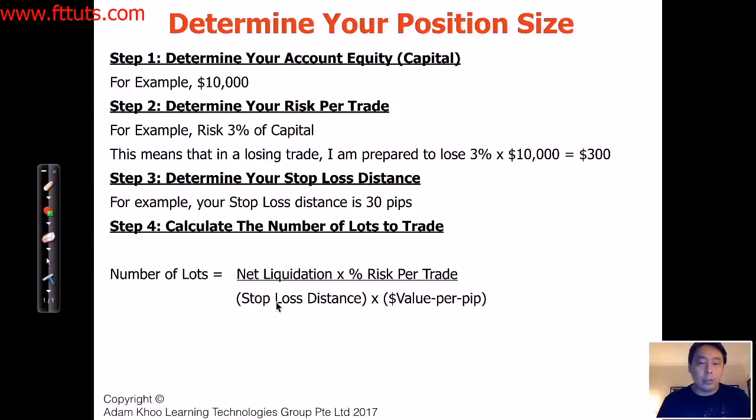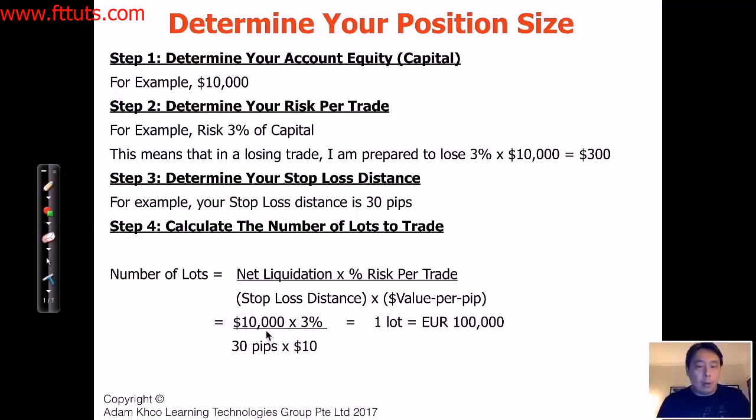Divide by stop loss distance of 30 pips, multiplied by your dollar value per pip. So again, this depends on the currency pair. Now for most pairs which are US dollar denominated, it's about $10, right? So Euro USD is about 10 bucks. So you're just going to use 10 bucks.